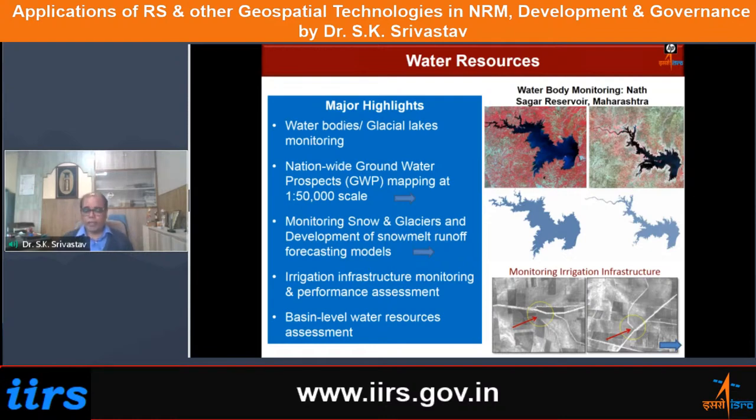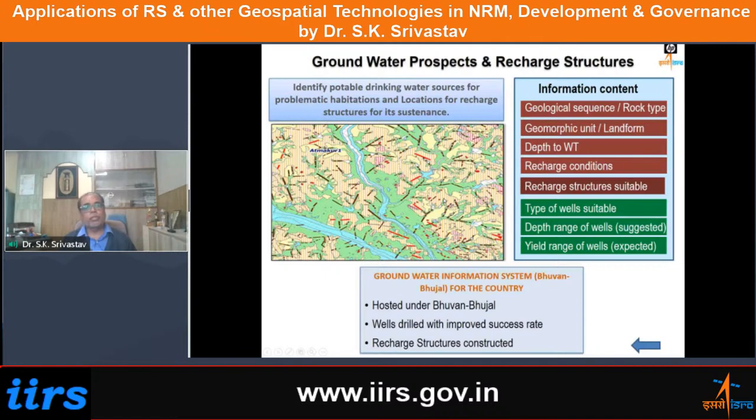And a very important program was taken up quite some time back using remote sensing images or satellite images, and that program is known as nationwide groundwater prospects mapping, and it was done topographic map wise at 1:50,000 scale for the entire country, right? So I will just show you how that map looks like.